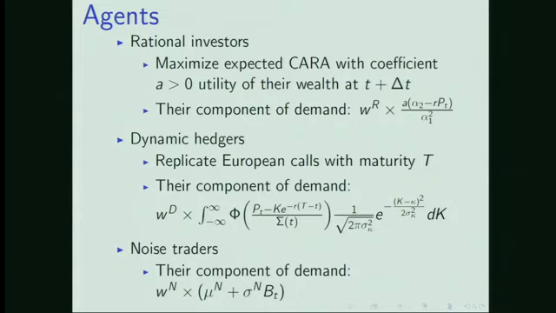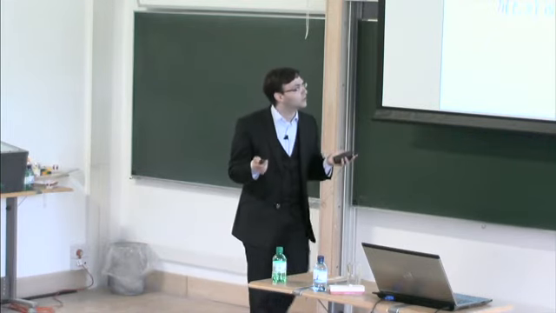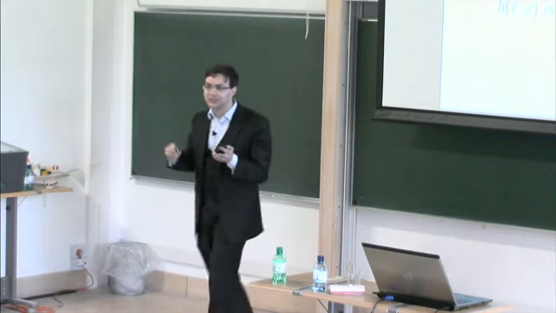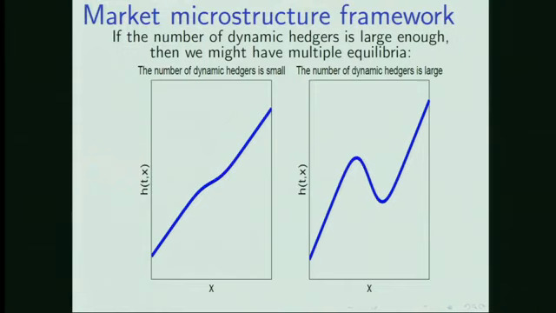This is just an assumption. And then we can have the pricing equation that will be some function of time and price is equal just to Brownian motion. So this is how we can rewrite it. And what happens in this case is that if we have some non-monotonicity, then this function h will be non-monotone. And the price will be determined according to the condition that this function is equal just to the value of the Brownian motion. And on the left-hand side, we can see that if the number of dynamic hedgers is 0, or if it is small, then we don't have this non-monotonicity at all. So in this case, we don't have multiple solutions.